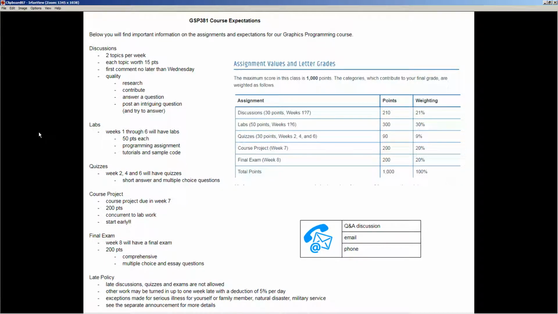There'll be a separate announcement on the late policy for this course, but just briefly, discussions, quizzes, and exams are generally not allowed to be turned in late. Other work can be turned in up to 1 week late with a deduction of 5% per day. We do make exceptions for serious illness for yourself or a family member, natural disaster, or military service.